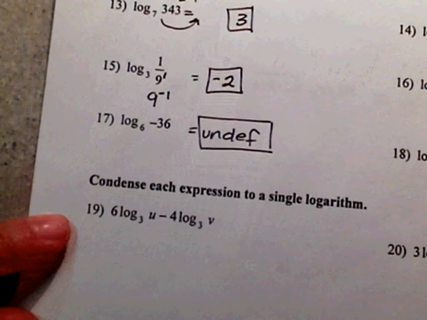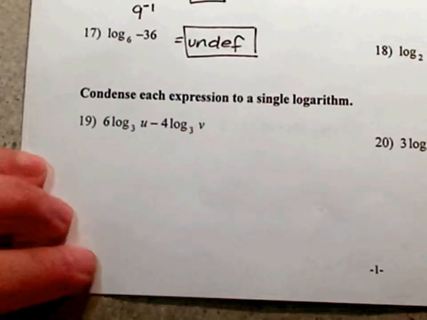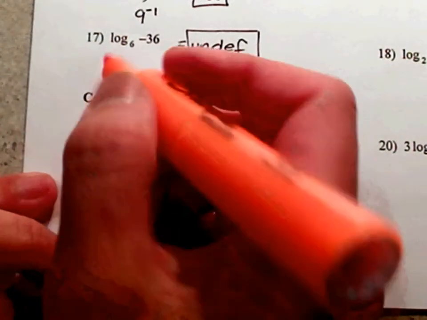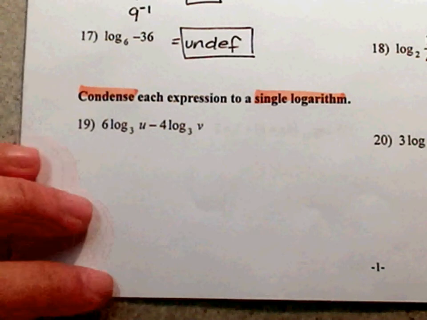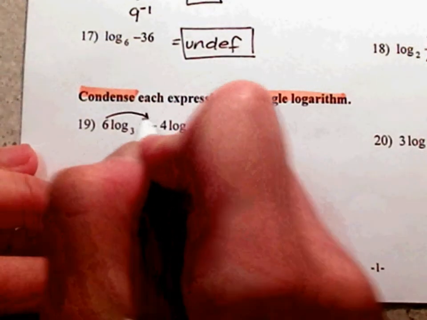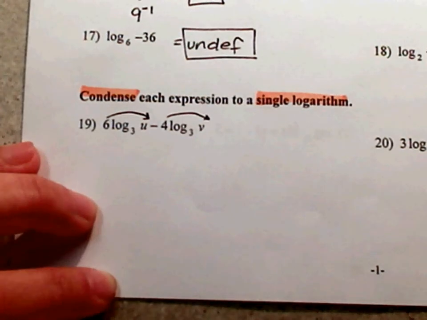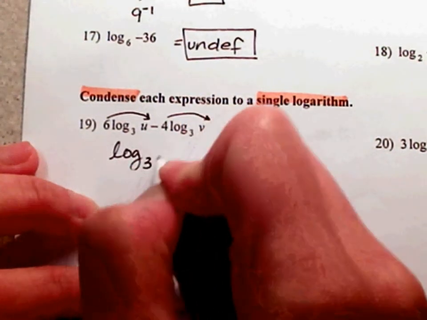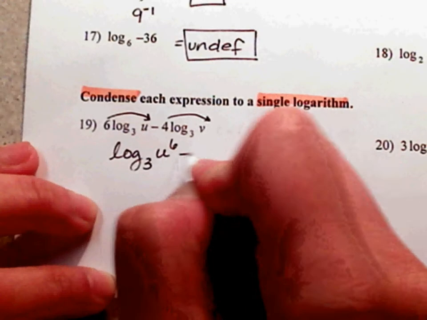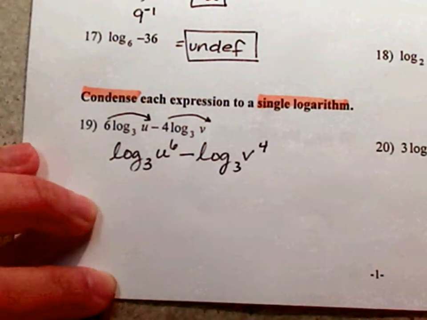19, condensing. That means you're going to write it as one single logarithmic value. So use your green sheet to help you. Condense, we're going to write it as a single logarithm. First of all, move the 6 over and move the 4 over. I will show you step by step. Some of you will skip some of these steps, and that's okay. So you're going to have log base 3 of u to the 6 minus log base 3 of v to the 4.